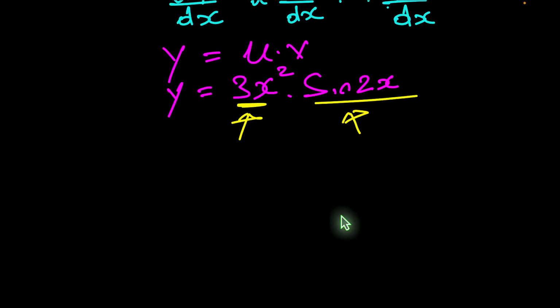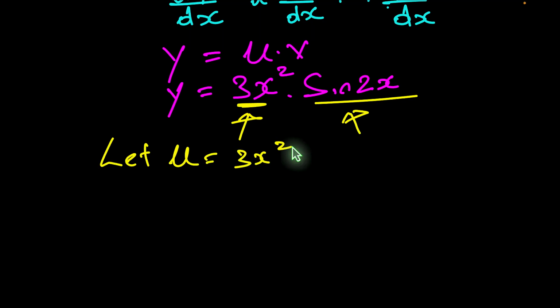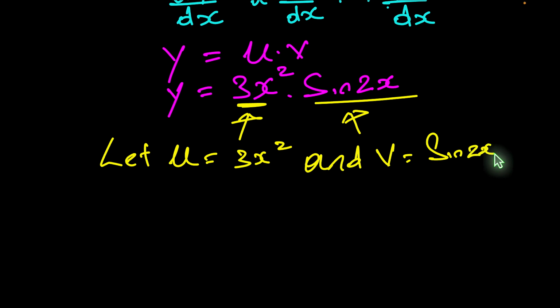Our first step is to say let u equal 3x squared. So we are assigning 3x squared to u, and we're going to assign v equals sin 2x. The purpose of doing this, just in case you're wondering, is so that we can differentiate each of these as an entity. So we're going to have to differentiate our term with u.